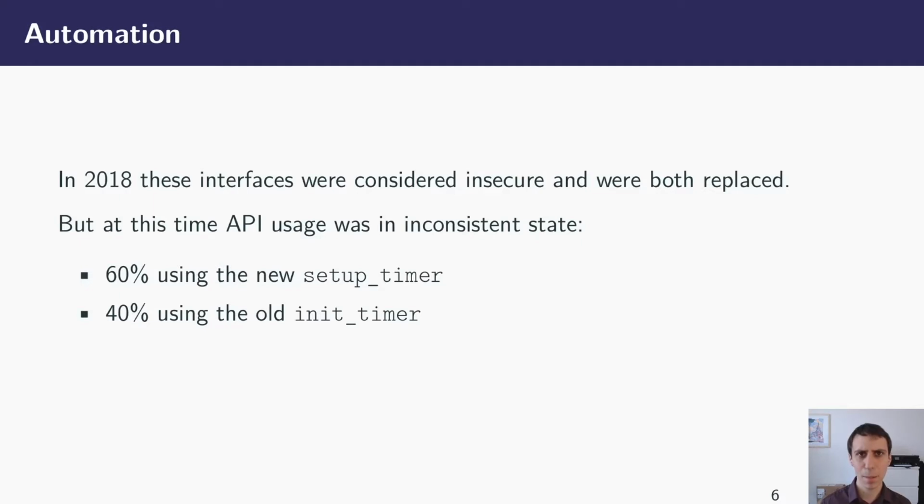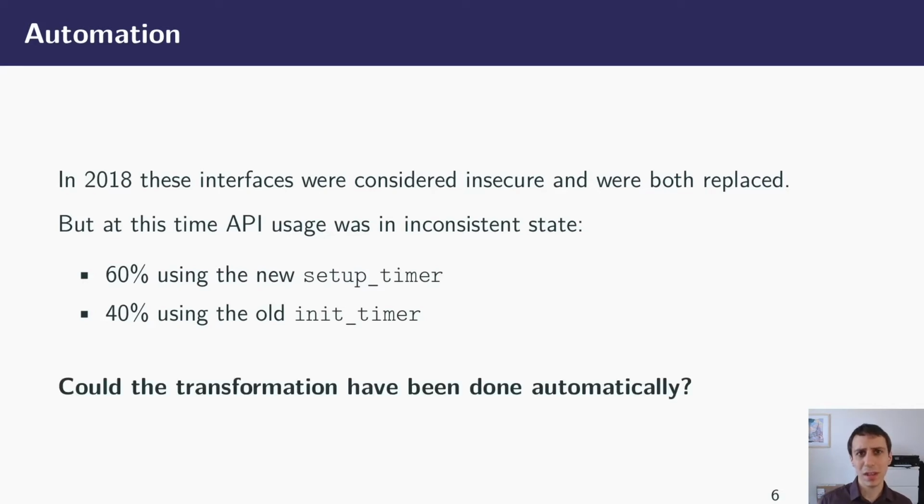Why is that? Because in 2018, both of these interfaces were considered insecure, and they were both replaced. But at this time, like we saw in the graph before, the API usage was somewhat inconsistent. 60% of the API uses for timer initialization were using the new function, setupTimer, but there were still 40% that were using the old timer interface.